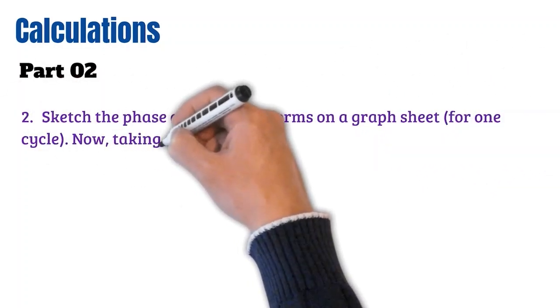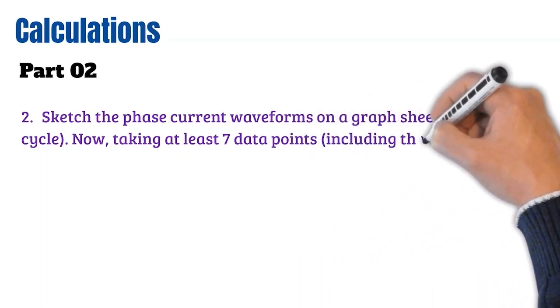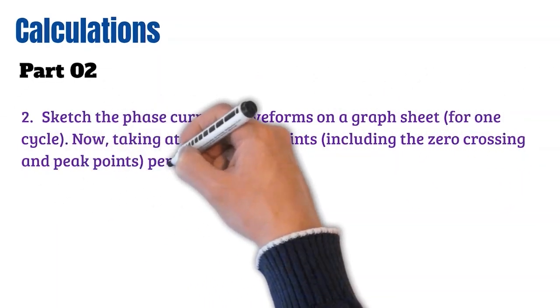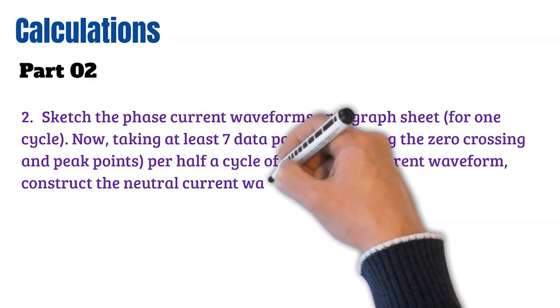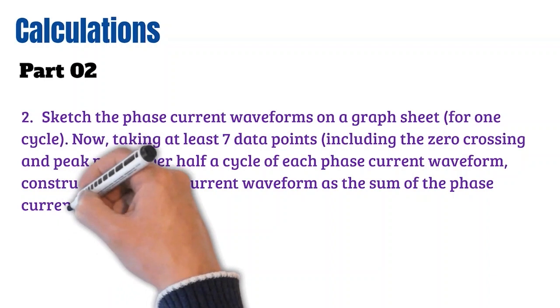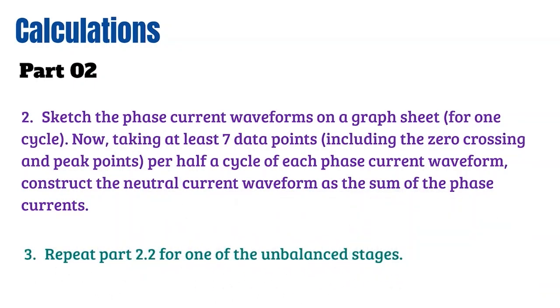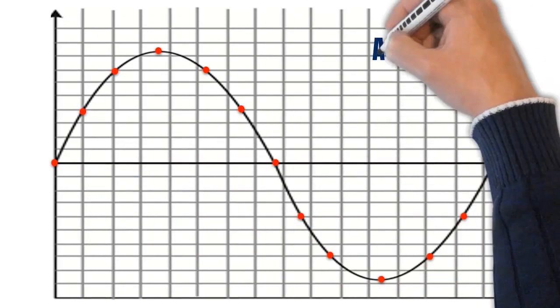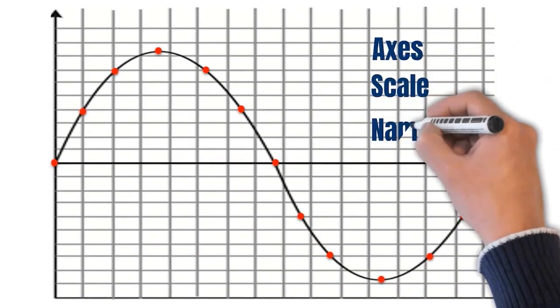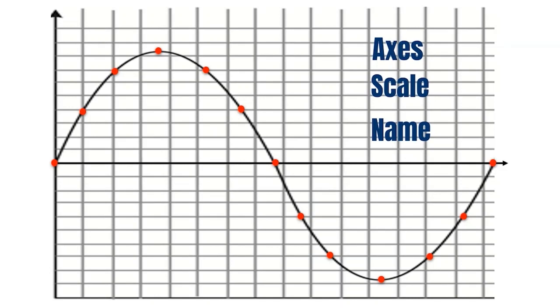Now take at least 7 points, including zero crossing points and peak points, per half cycle of each phase current waveform, and construct the neutral current waveform as the sum of the phase currents. Then take another graph paper and repeat the above steps for one of the unbalanced stages. When you sketch the waveforms, make sure to mark the axes, scale, and name each phase. You can mark the points as shown in this figure.